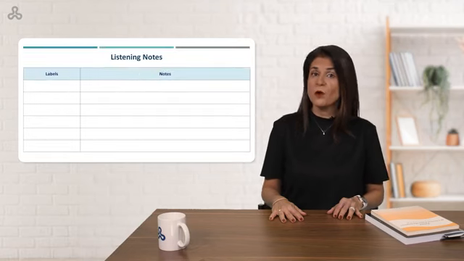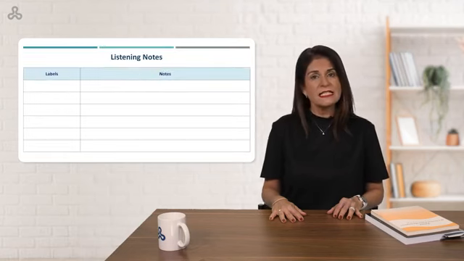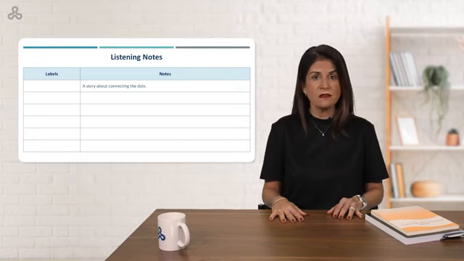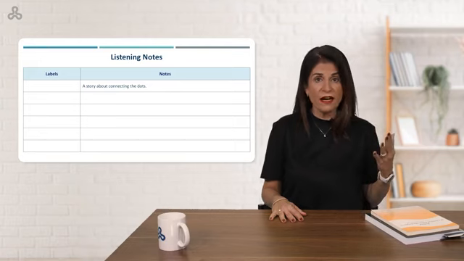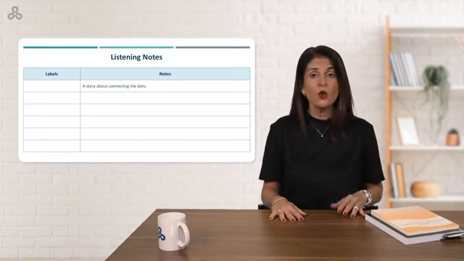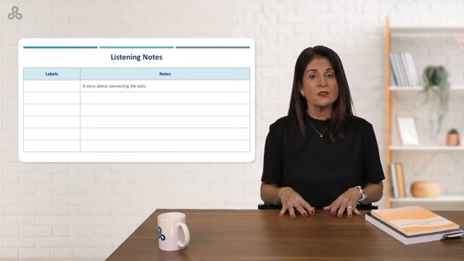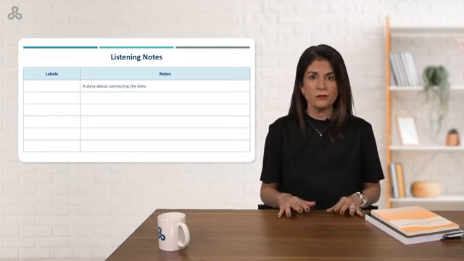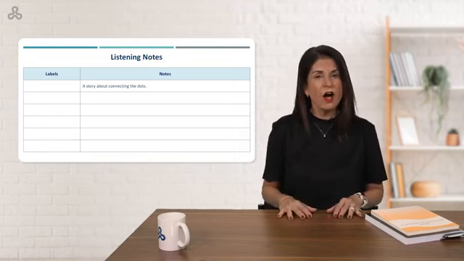What is Steve Jobs going to talk about? He said he's going to tell us a story about connecting the dots. That's our first note. Connecting the dots means showing how different facts and bits of information join together to help us understand the whole picture. What else did he talk about?